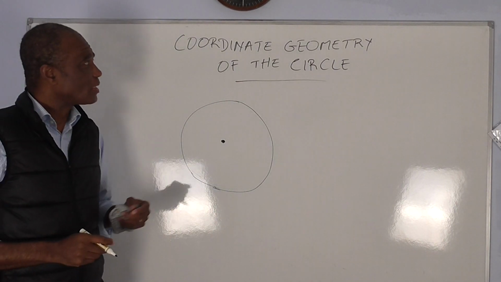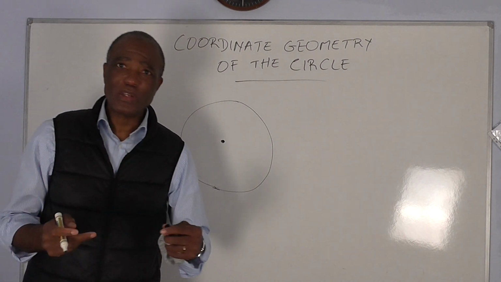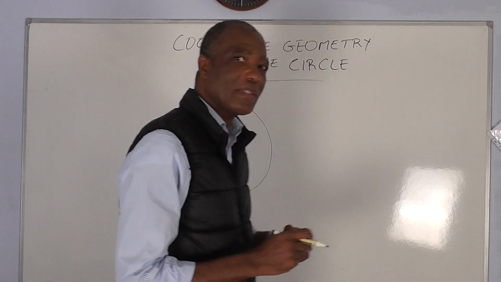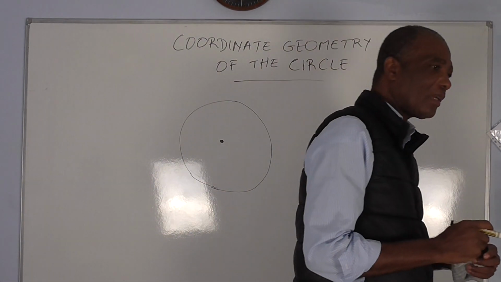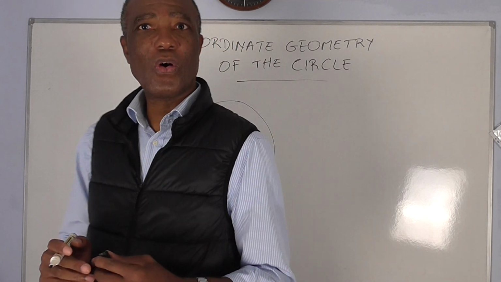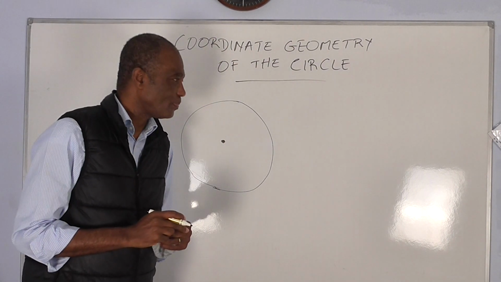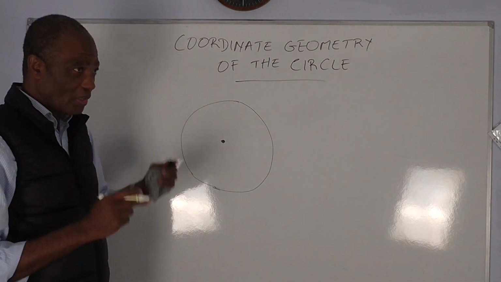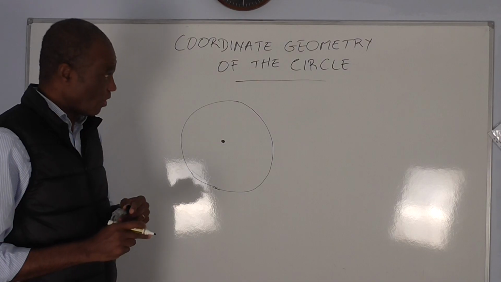Coordinate geometry of the circle is a very important topic that is always asked in Leaving Certificate, either at ordinary level or at higher level. They always ask questions on the coordinate geometry of the circle.